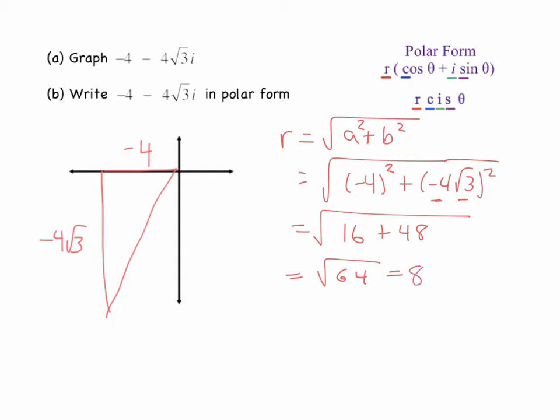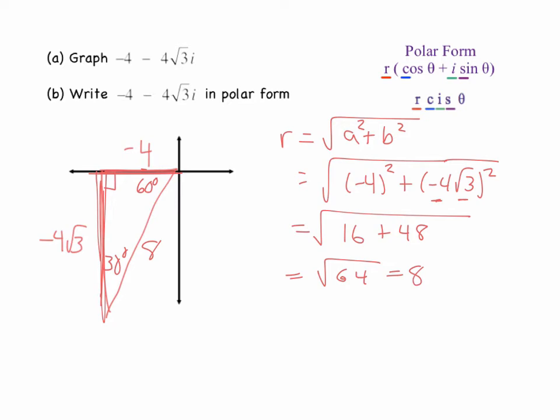Now you also can get that 8 because this shorter leg times the square root of 3 gives me my longer leg. So that would mean this is a 60-degree angle, this is a 30-degree angle, and I have a 90 here. And then I could say the length of this shorter leg is 4. That means the hypotenuse must be 4 times 2, which is 8. So either way, you'd end up with that r value.